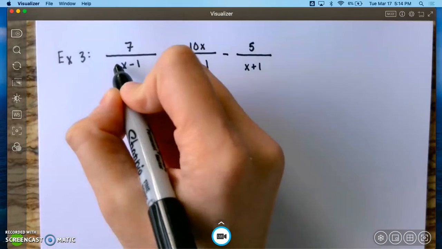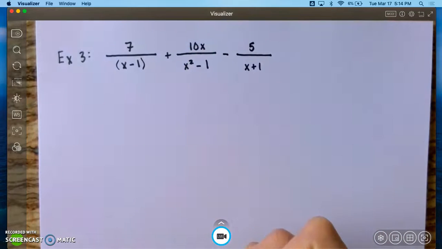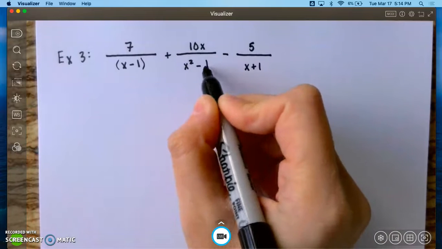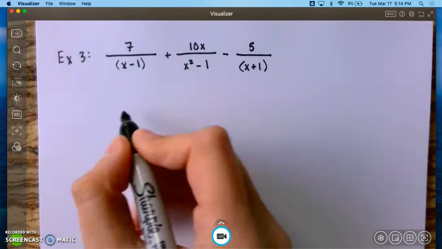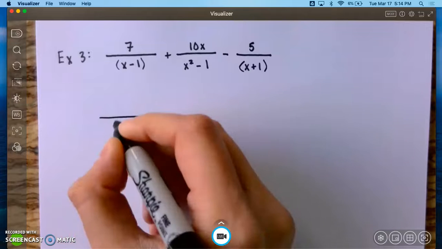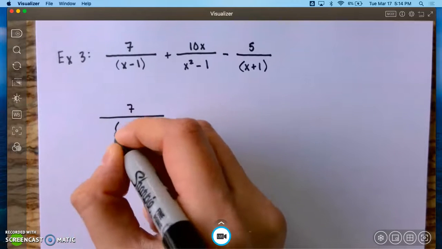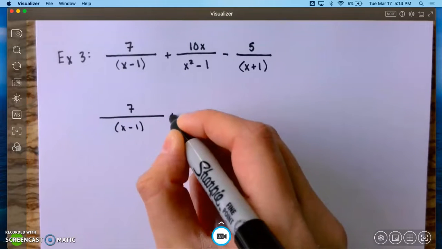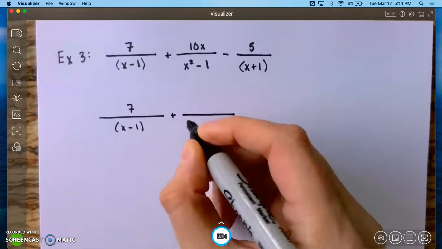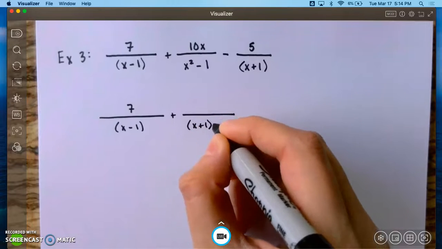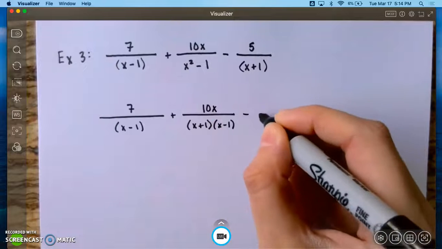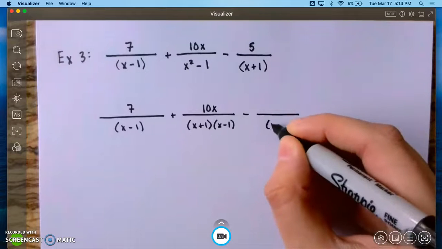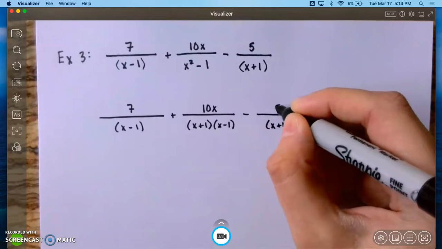So this is not factorable. We can factor this as the difference of squares, and then the third denominator is not factorable. So I'm going to go ahead and factor out that second denominator. Alright, so that becomes x plus 1 and x minus 1. And the third denominator is not factorable.